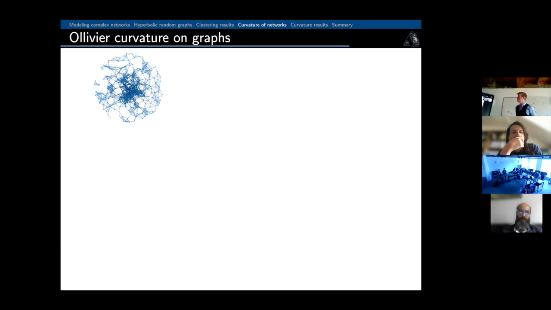So you take some network, some graph, and then you use as a metric just the shortest path metric. So that's basically just looking at two nodes and looking at the length of the shortest path between these two points. You need to either assume your network is connected or just look at the largest connected component. But that's the idea.